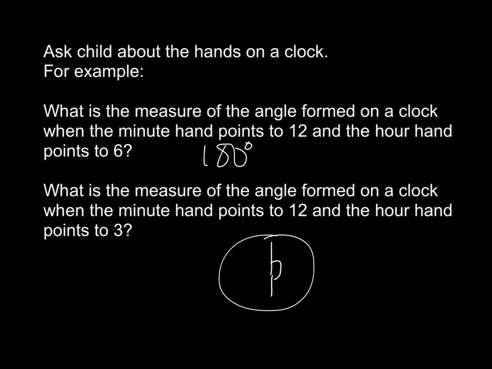Or we could say, what is the measure of the angle formed on a clock when the minute hand points to the 12 and the hour hand points to the 3? And then hopefully they'll say 90 degrees. And you can keep on going with different angles to be acute angles or obtuse. They don't necessarily have to know the measure of the angle, but they could just say, that's an acute angle or that's an obtuse angle.